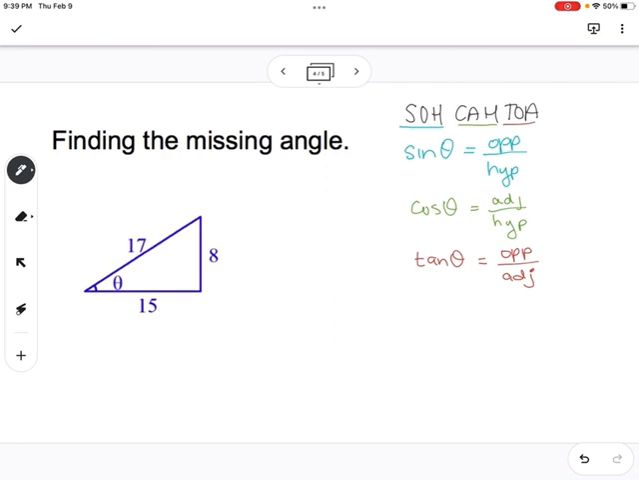Okay, so I want to start by labeling this triangle here. If we have this as our angle, this is our theta here. In relation to this angle, our hypotenuse is here. Across from the angle is the opposite side, so this is our opposite. And the side that is directly in relation to the angle right beside it is the adjacent side.